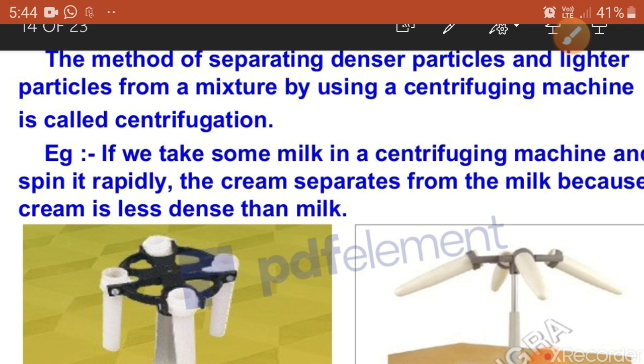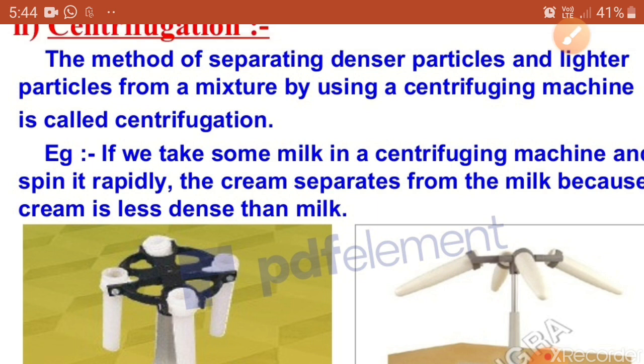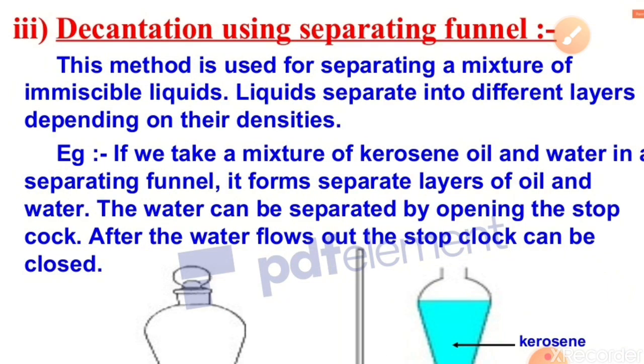Immiscible liquids means the liquids which do not mix with each other. A very simple example is the mixture of oil and water. In that case we use the process that is decantation. For that we need a separating funnel. There is one more activity given on the basis of this method, that is decantation, activity 2.6. Everything is written there and there is one diagram also, so you have to see that diagram.